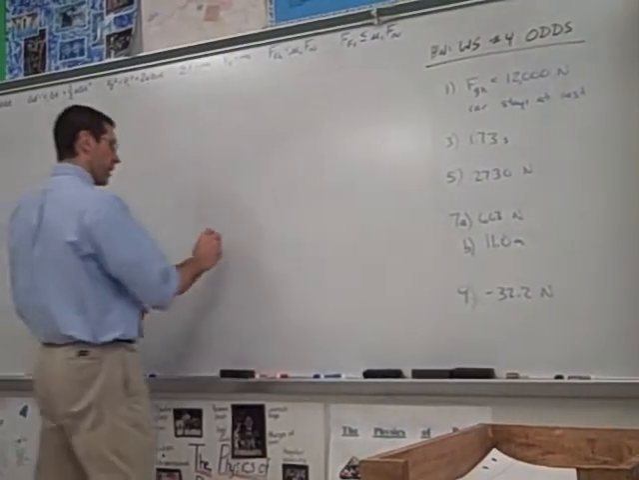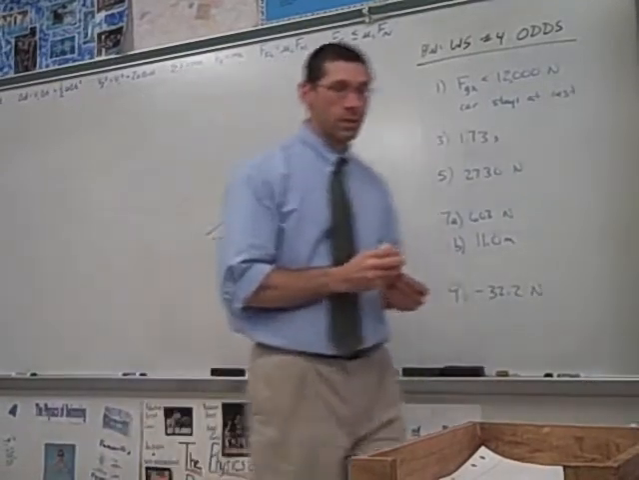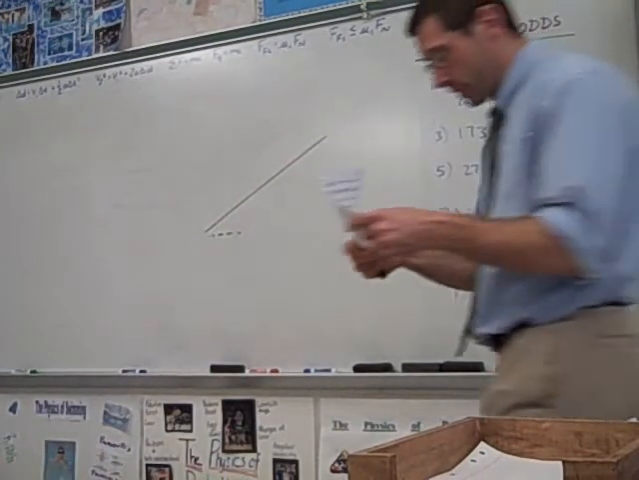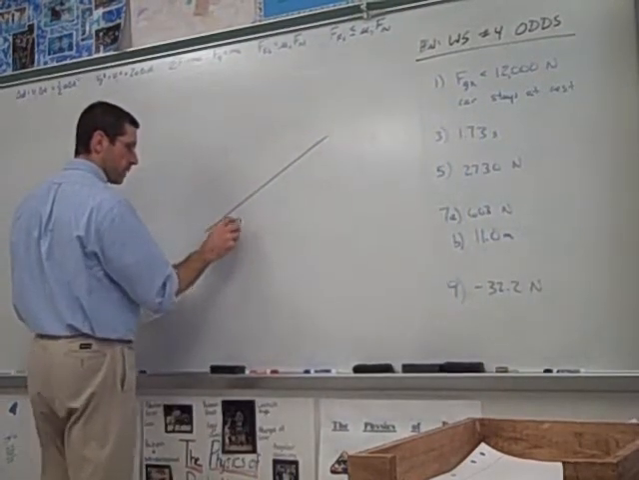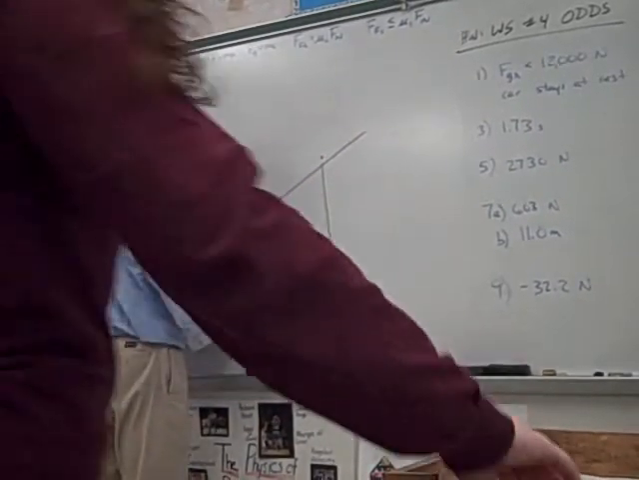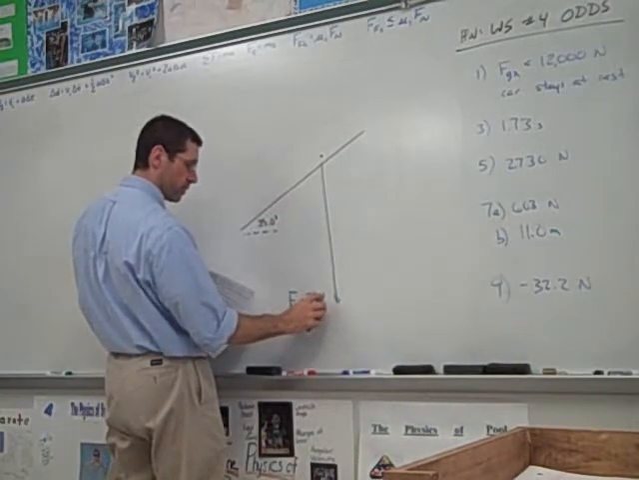All right, so number 9, we have our incline, which I think is 35 degrees. And sitting on there, we have a 3 kilogram box. So that means that Fg is 29.4 newtons.